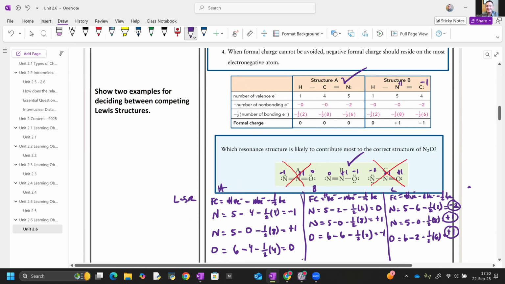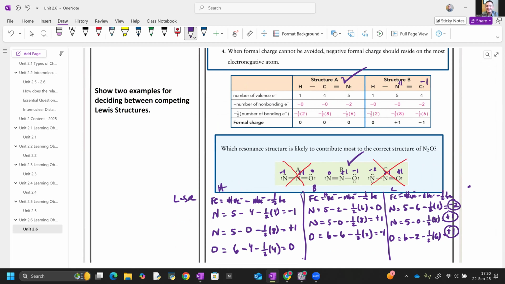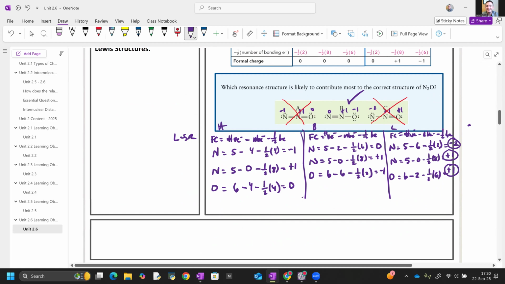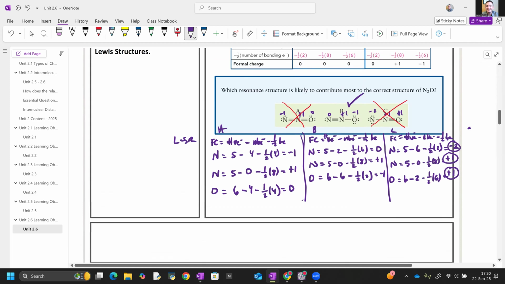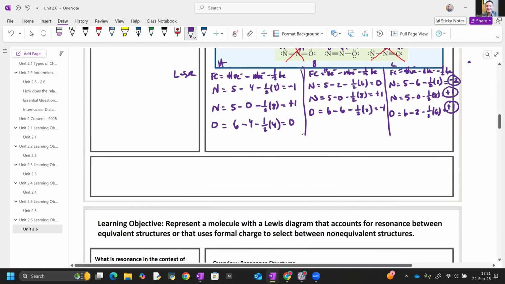All right, so we showed 2 examples, one with structure A and structure B over here, and then we have those with N2O, A, B, and C, 3 different Lewis structures there, which gave us the best arrangement. It was structure B. So if we were drawing N2O, we might draw it 3 different ways. Which way is going to be the best? The one that meets the criteria for formal charge rules.